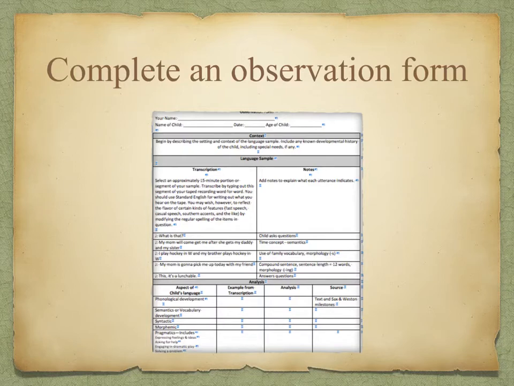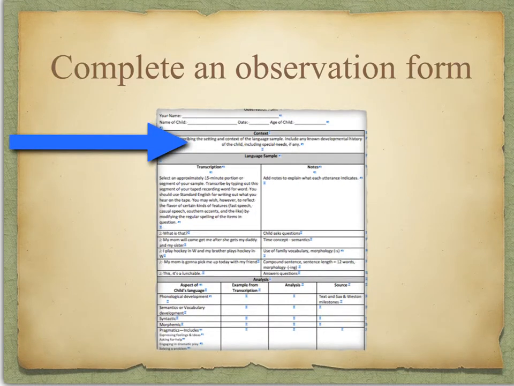To begin completing the observation form, you will fill in your name, the name of the child using only the first name or a fake name or initials, the date that you recorded, and the age of the child in months. Next, you'll move down to the context section. The context should describe the details of the setting and the characters included in the sample.